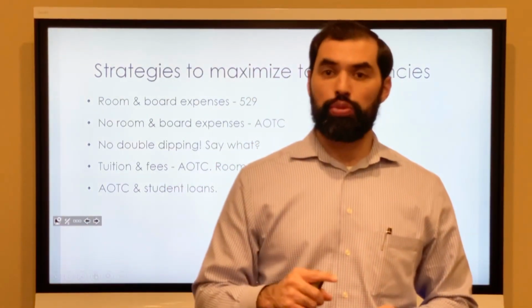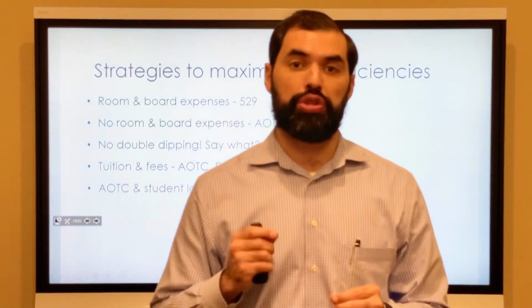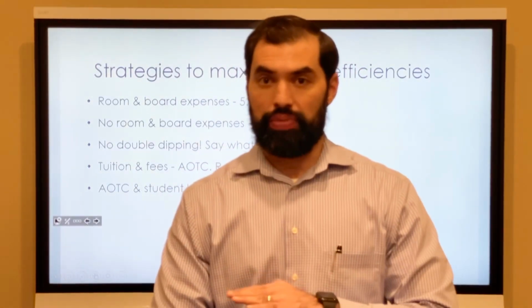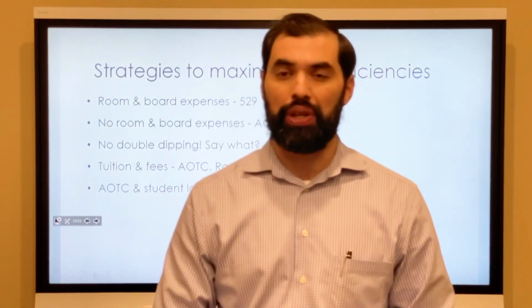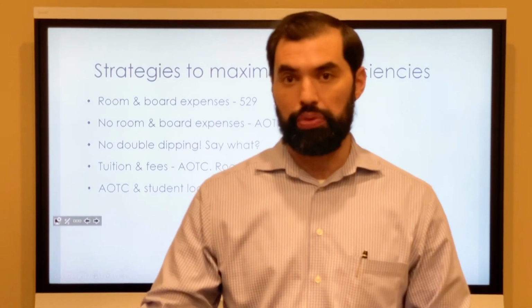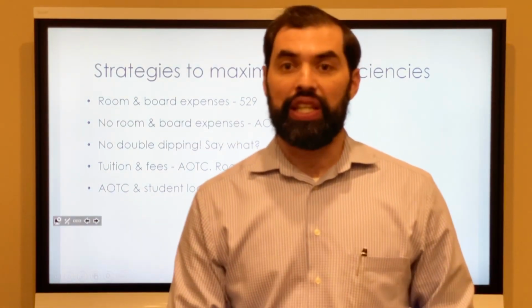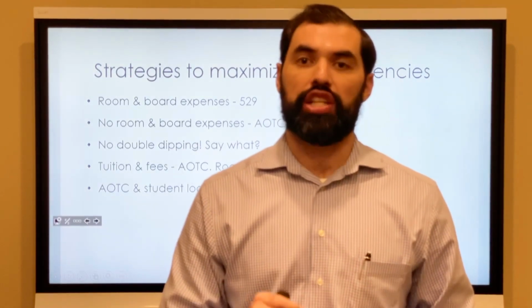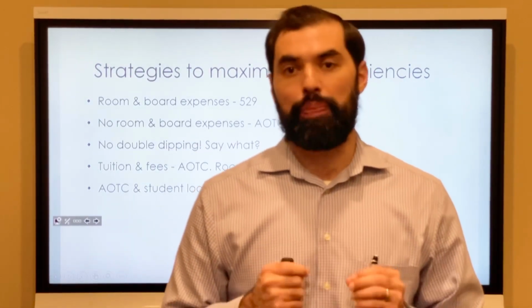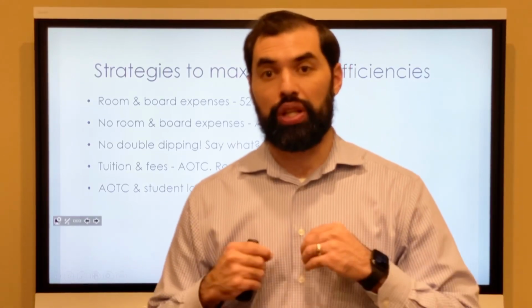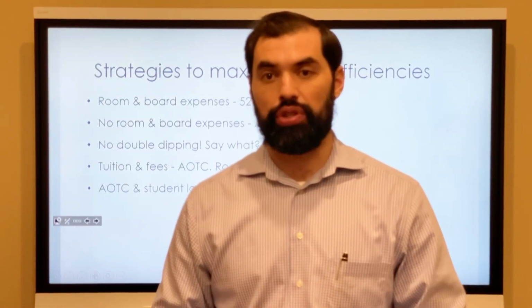The last scenario is where you might have a student in college right now, but you're still contributing to a 529. You probably want to cancel your contributions to your 529 and pay directly to the university for tuition and fees. The reason being is that, again, you cannot double dip and the AOTC is more tax beneficial. So by putting your money into the 529, you're pigeonholing yourself into the less tax efficient vehicle.